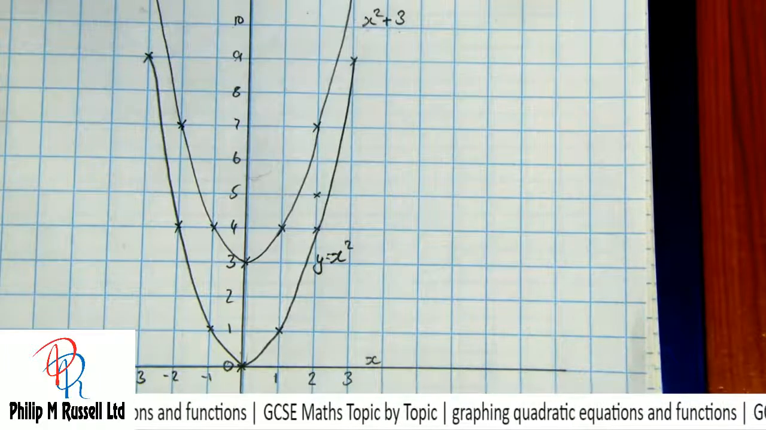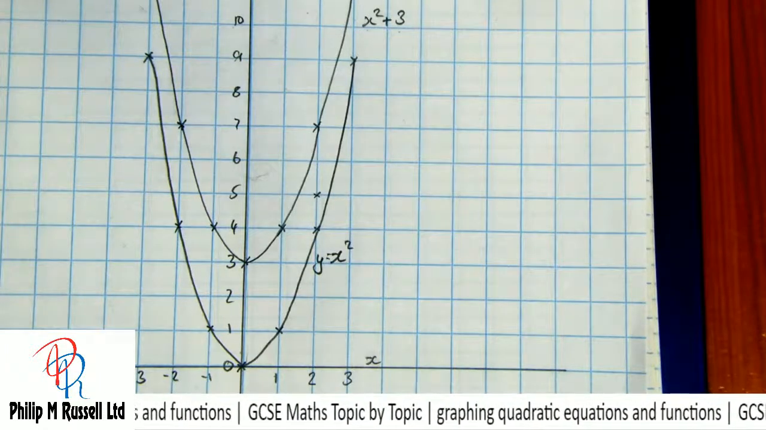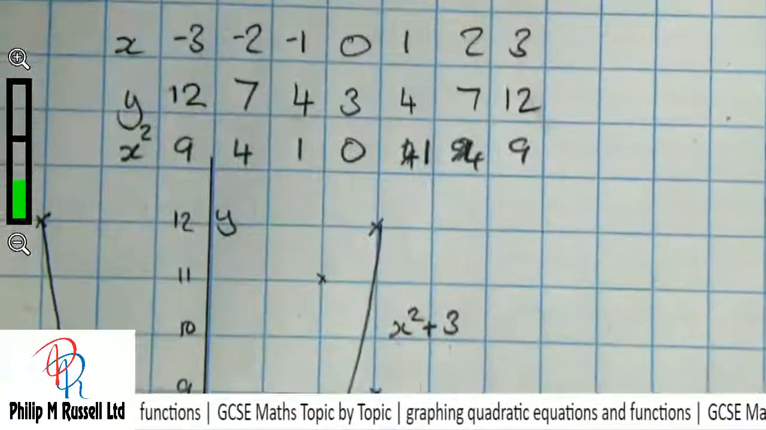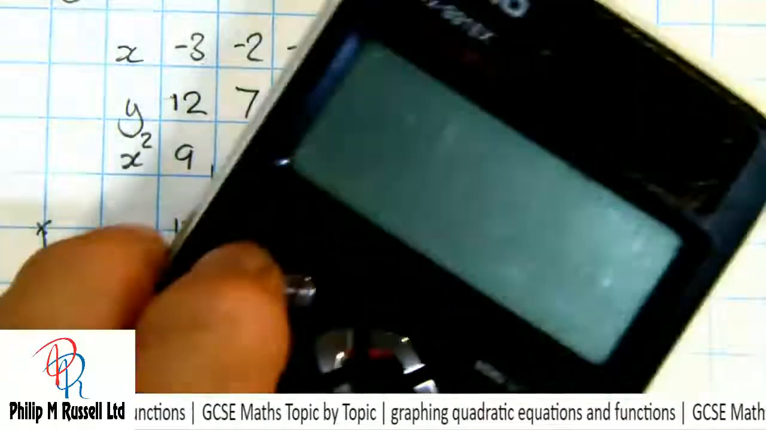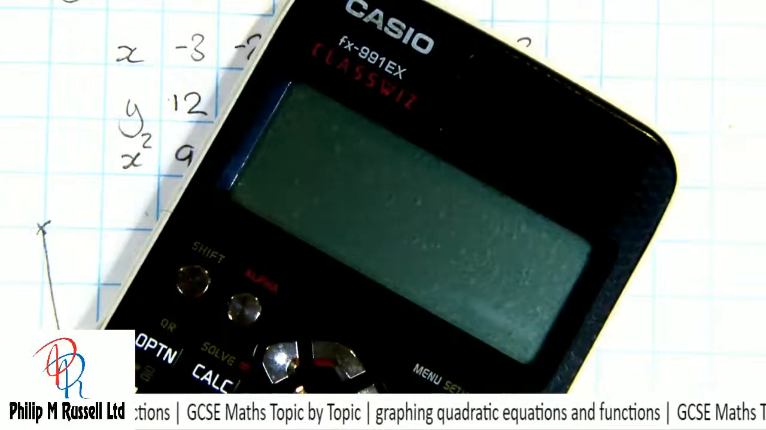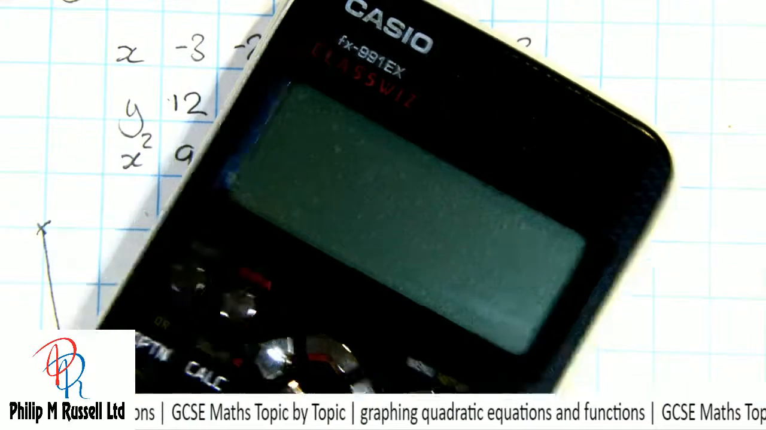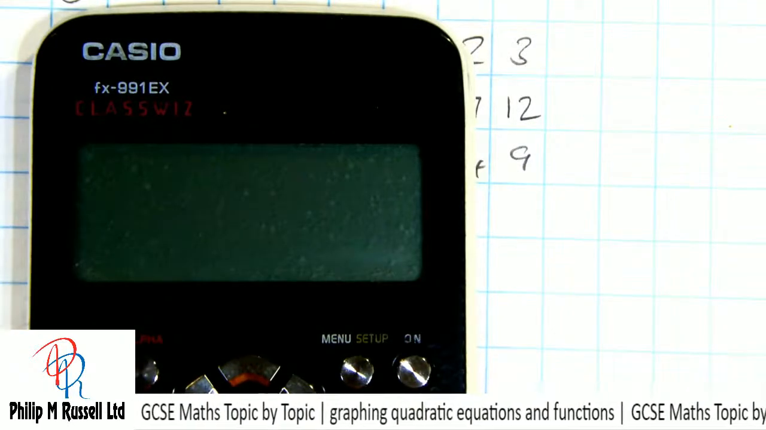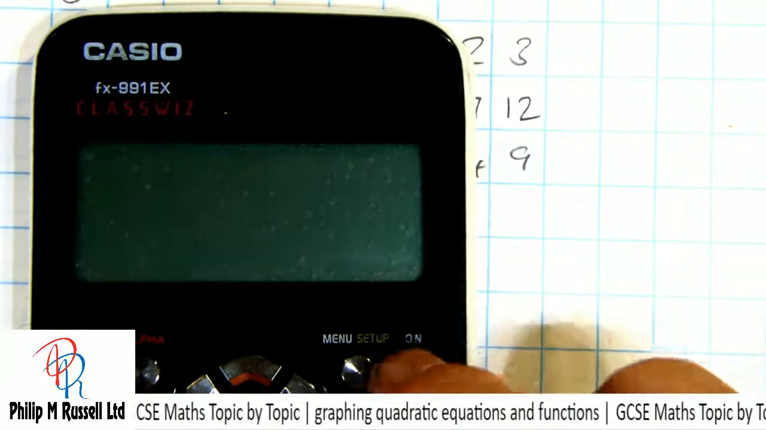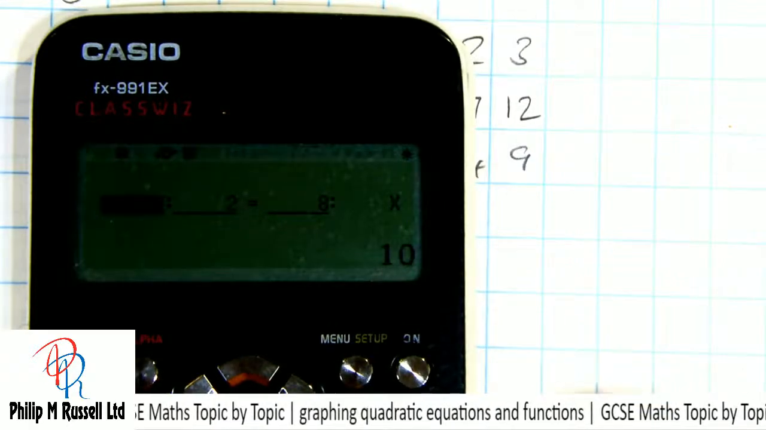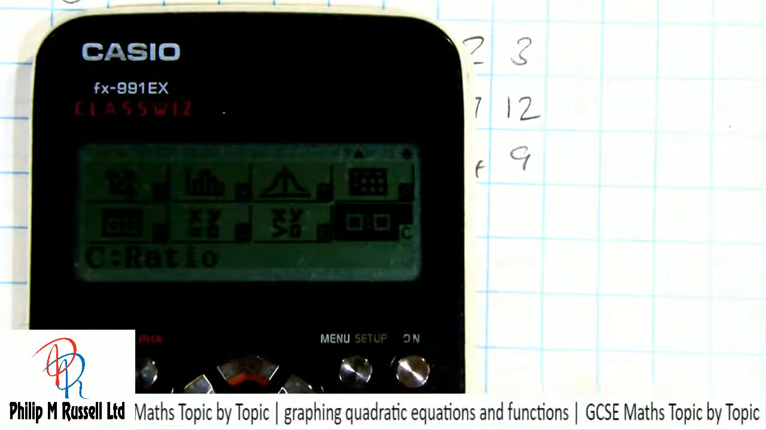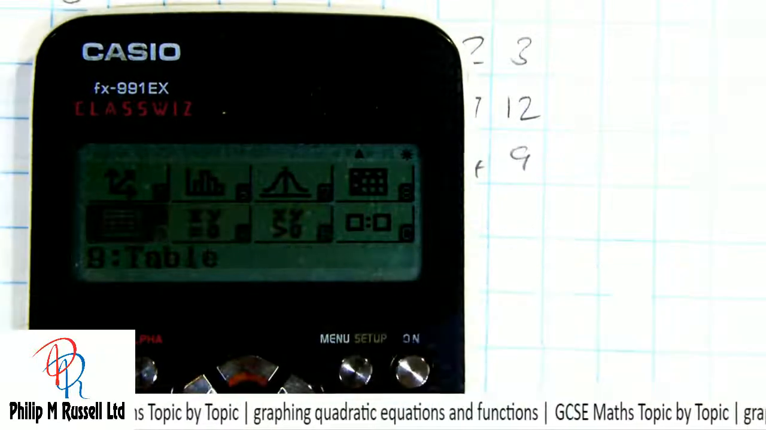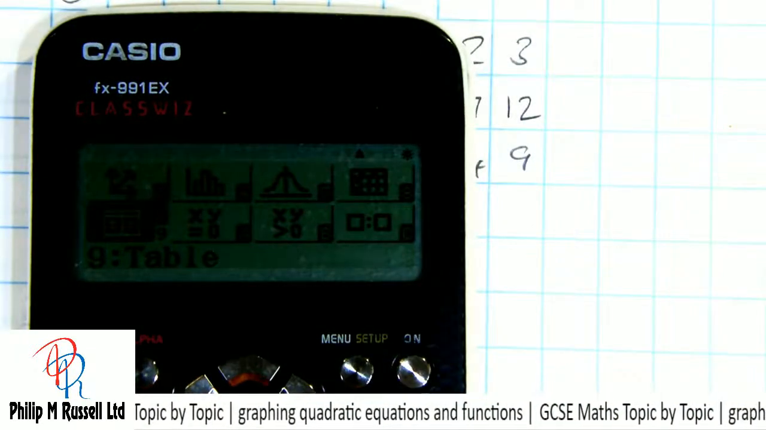Now we may want to try and do this by changing some of our values, and we can use our calculator to do this. So what I could do is simply switch the calculator on, and we can put it in the right mode, and this one has got a table to help us do this.